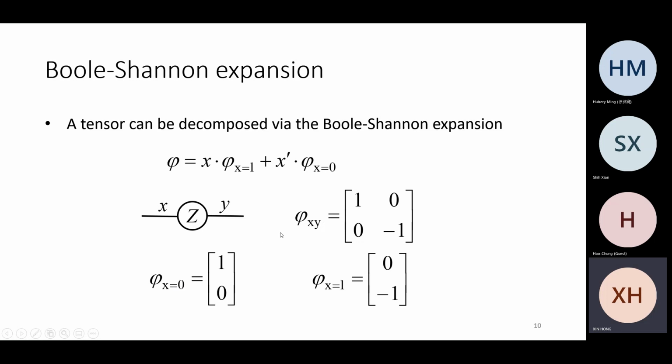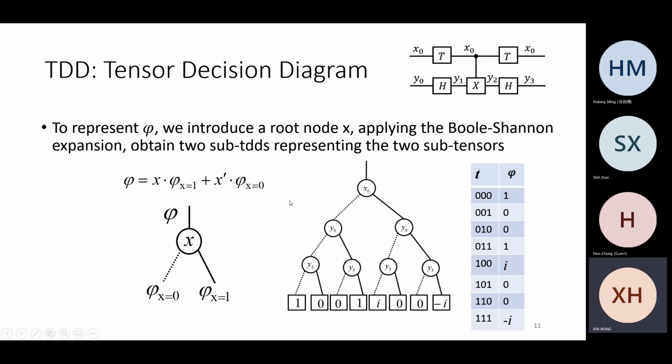According to this expansion, we can construct our tensor decision diagram. For a tensor which depends on a lot of indices, including x, you can use a node labeled with the index x and two successors to represent these two subtensors. Here we use a dashed line to represent the 0 successor, phi x equals 0, and a solid line to represent the 1 successor, phi x equals 1. It may be seen more clearly from this example.